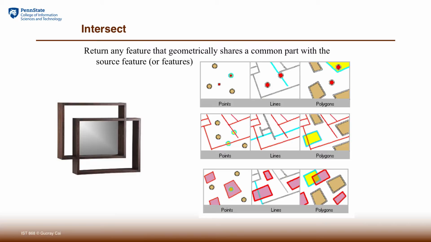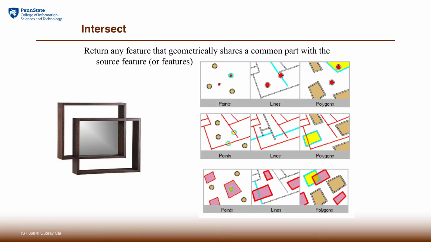The possible spatial relationships between the target and source feature are many, but we want to spend a few minutes on a few very important types of relationship. One is intersect. We basically use this so much that it's become the most important one. Intersect returns the features that are geometrically overlapping, sharing some common parts with the source feature. Depending on what the target feature and source feature are, you may get something different.